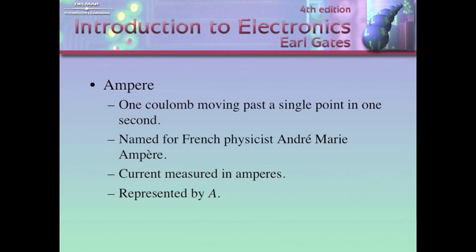The term we use to really measure current is the ampere. Ampere is named after Andre Marie Ampere, and what Ampere came up with is a correlation between a coulomb and time. 1 ampere is 1 coulomb moving past a single point in 1 second. Current is measured in amperes.